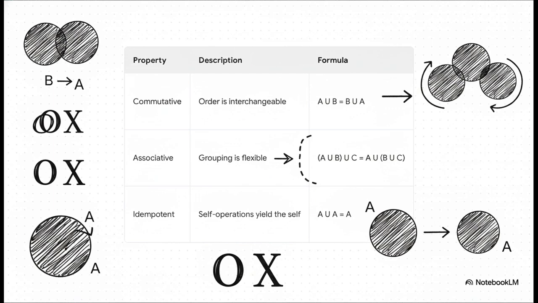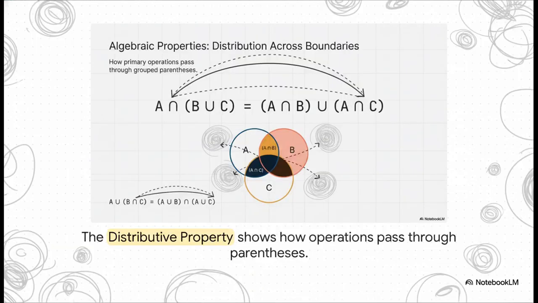Combining a set with itself doesn't change it. A union A is just A. Together, these laws make everything predictable and sound. Now this should give you some flashbacks to math class, but in a good way.